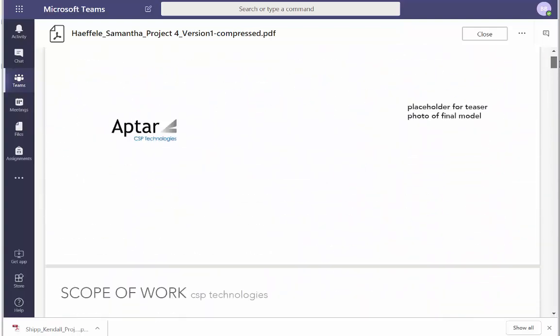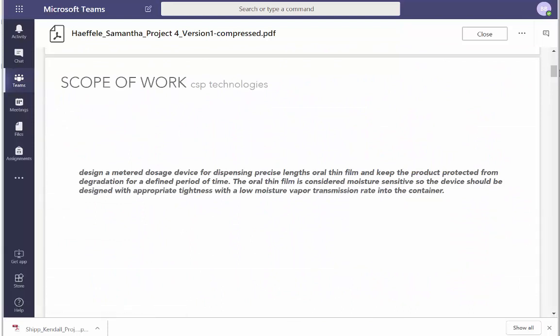Let me go through here. Scope, this needs to be visual. I think it's important to explain what oral thin film is and why it is a viable solution compared to other forms of medicine delivery.